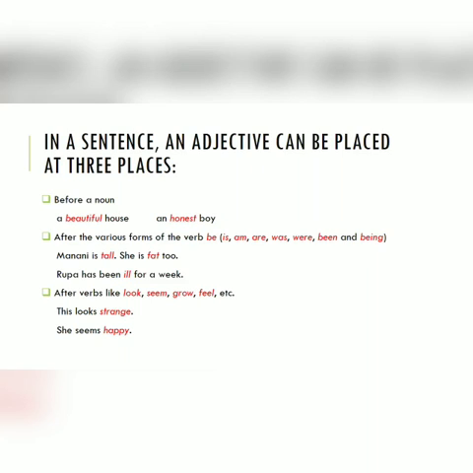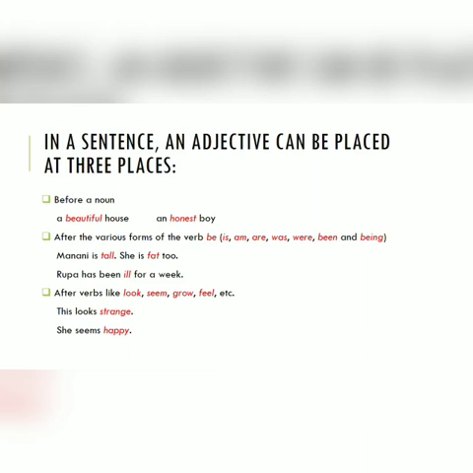Second way of using an adjective is after the various forms of the verb be. We discussed in the last chapter on verbs that the forms of be are is, am, are, was, were, been and being. So, after the verb forms of be, we will use an adjective. Examples: Manali is tall. She is fat too. Rupa has been ill for a week.